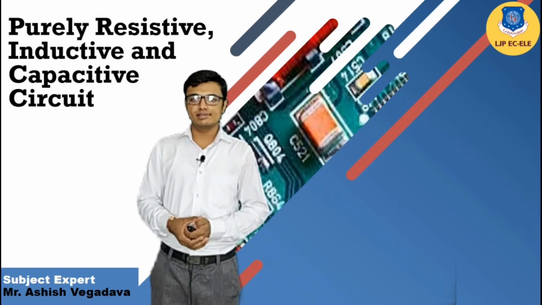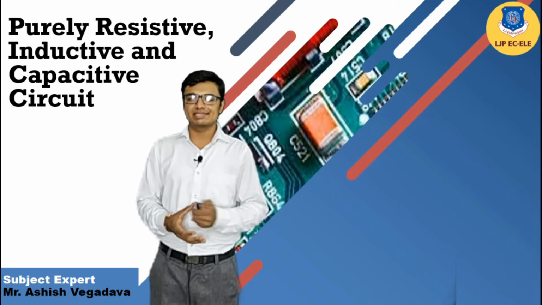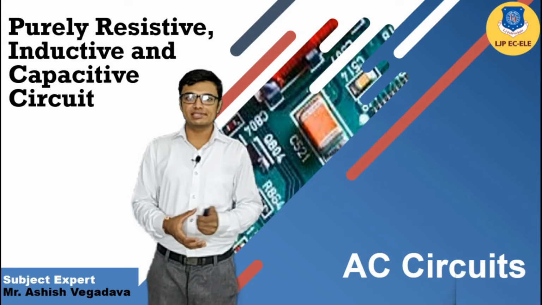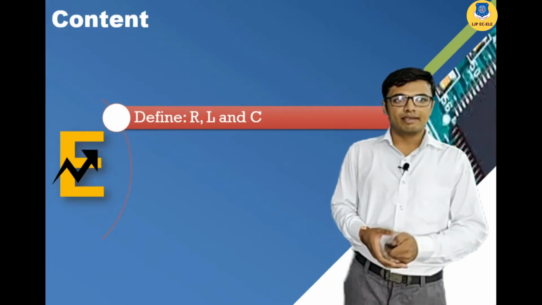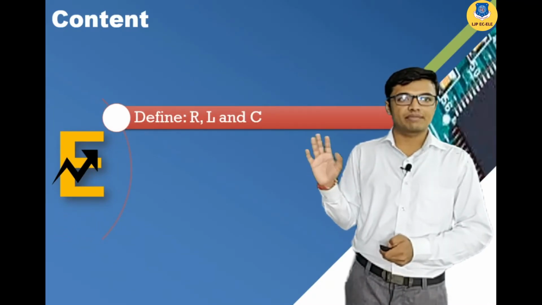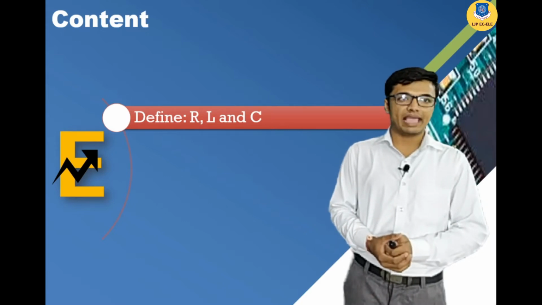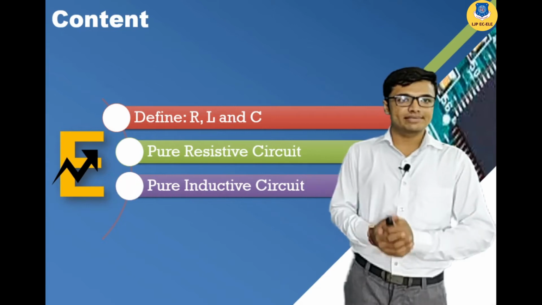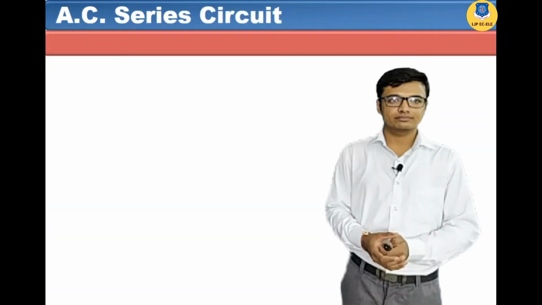Today we will learn purely resistive, purely inductive and purely capacitive circuits in the subject AC circuits. So let's move to the content of this subject. In this topic we will learn various definitions like resistance, inductance, capacitance. After that we will learn the purely resistive circuit, purely inductive circuit and purely capacitive circuit.